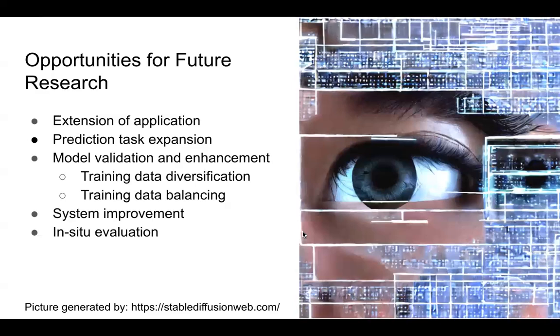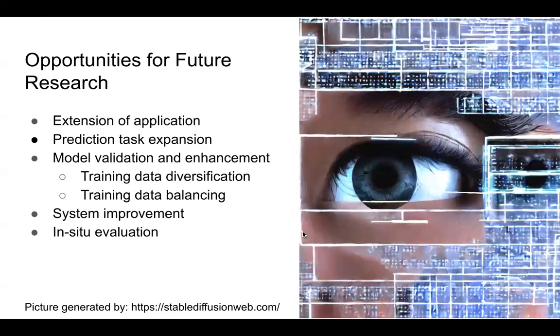The second direction is prediction task expansion. This refers to expanding the prediction of the trained machine learning models to cover other similar tasks or finer-grained tasks. The third direction is model validation and enhancement. Model validation refers to deploying another dataset to test the validity of the trained model.